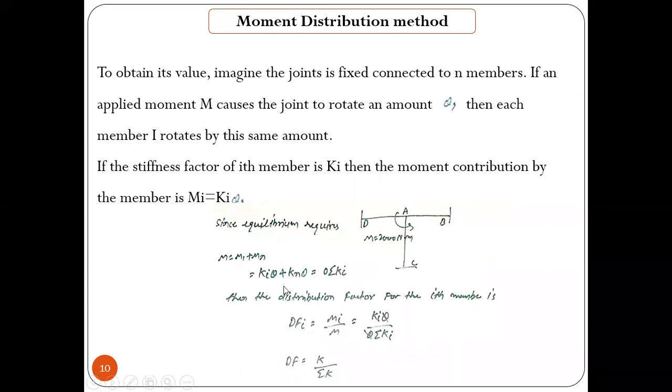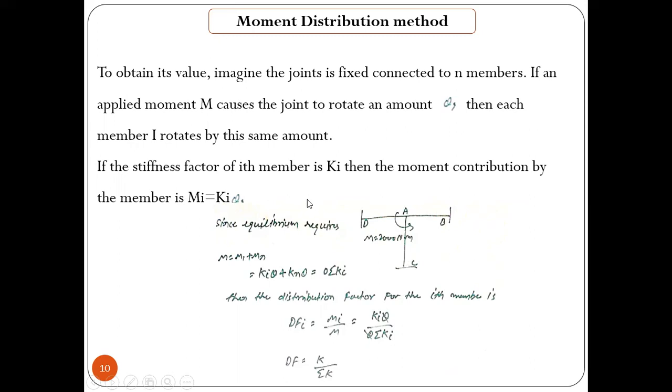Let me put it in further detail, so we can see how to solve it. To obtain its value, imagine the joints are fixed, connected to n members, as shown here. If an applied moment M causes the joint to rotate by an angle theta, then each member i rotates by this same amount. We want every member to rotate by this theta only. If the stiffness factor of the ith member is Ki, then the moment distributed by the member is Mi equals Ki theta.